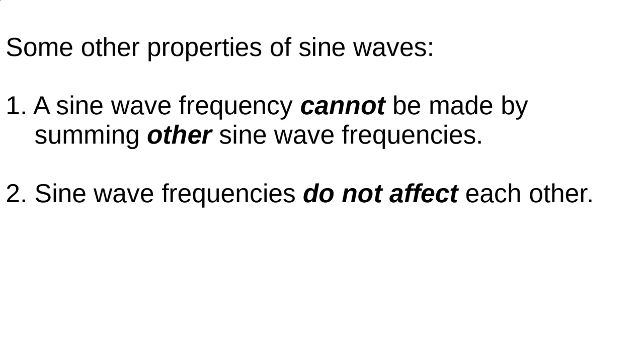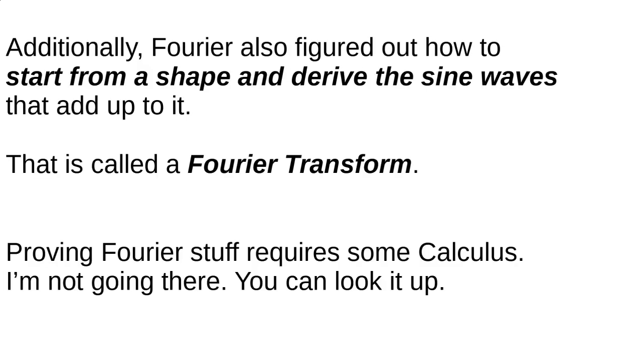Some other properties of sine waves. 1. A sine wave frequency cannot be made by summing other sine wave frequencies. 2. Sine wave frequencies do not affect each other. Additionally, Fourier also figured out how to start from a shape and derive the sine waves that add up to it. That is called a Fourier transform.